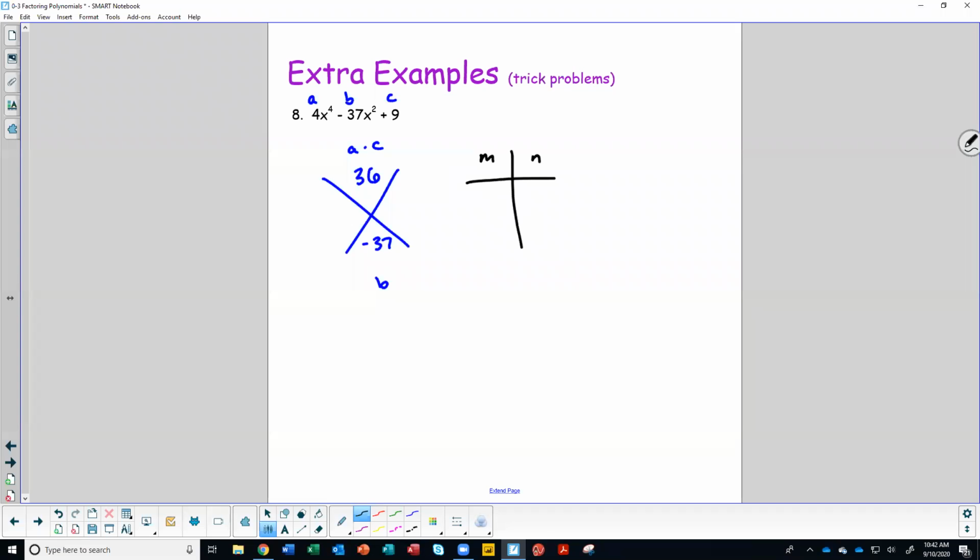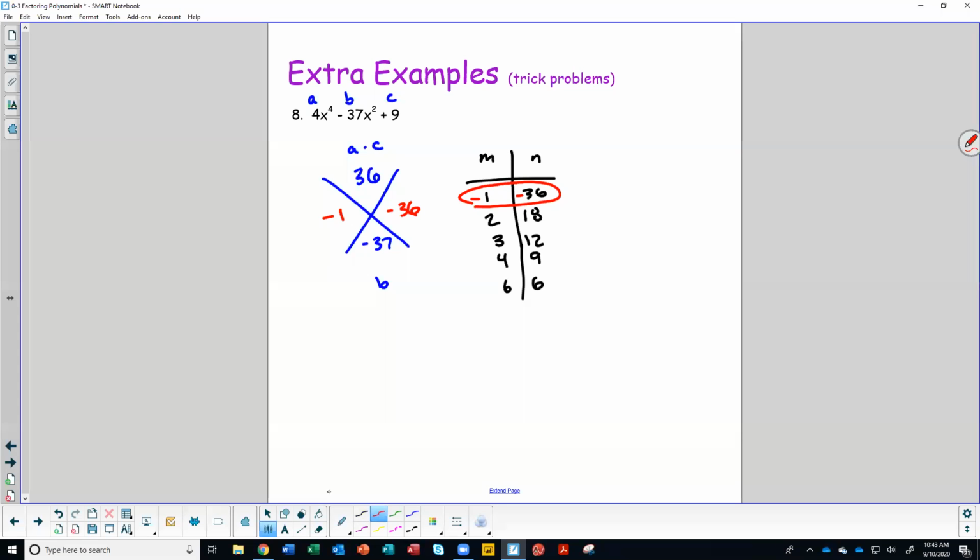I mean, we could keep going. So 1, 36, 2, 18, 3, 12, 4, and 9. 5 doesn't, but then 6 and 6. That's my whole list. The numbers that combine to be 37 are going to be the first ones, 1 and 36. To make them negative, they both need to be negative. So I have a -1 and a -36.